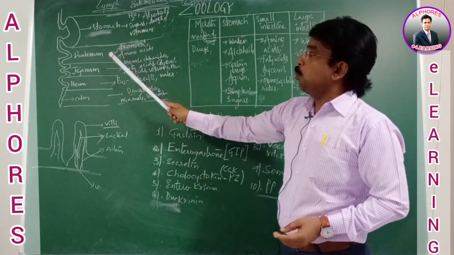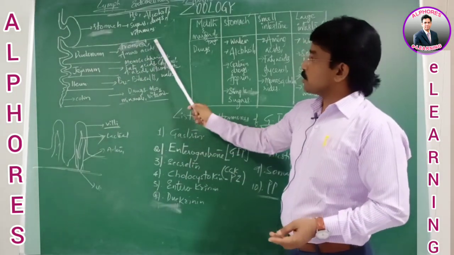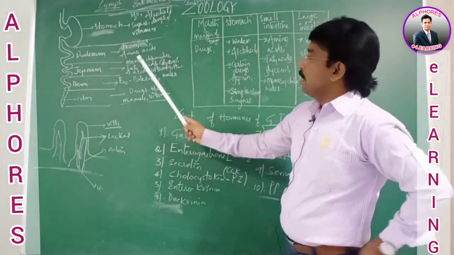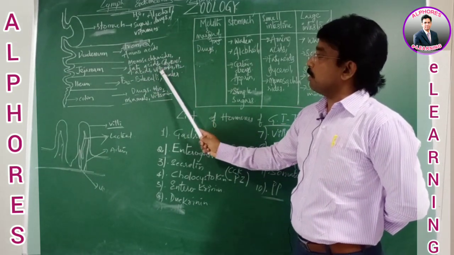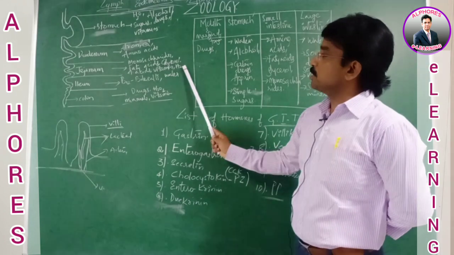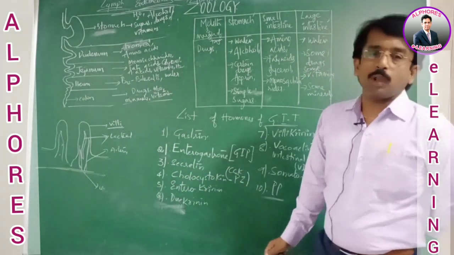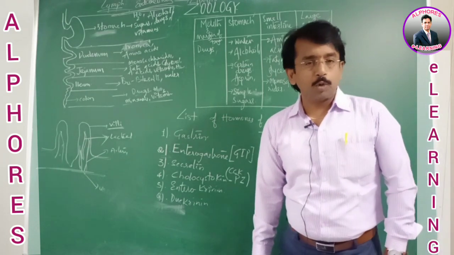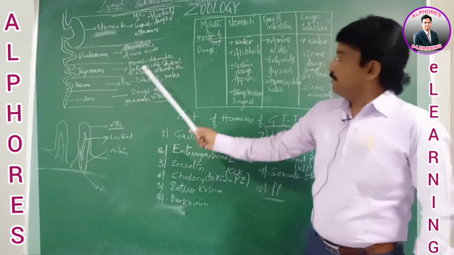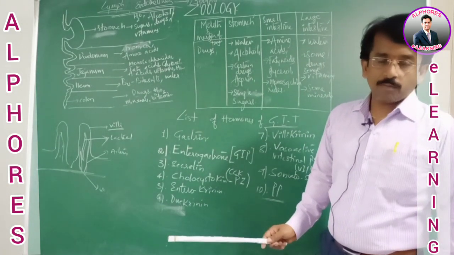And the duodenum is the part where iron, calcium ions and amino acids are absorbed. And in the jejunum, monosaccharides, fatty acids, glycerol, amino acids, vitamins and water. In the ileum, vitamin B12, cyanocobalamin, is absorbed. Then bile salts and water are also absorbed.